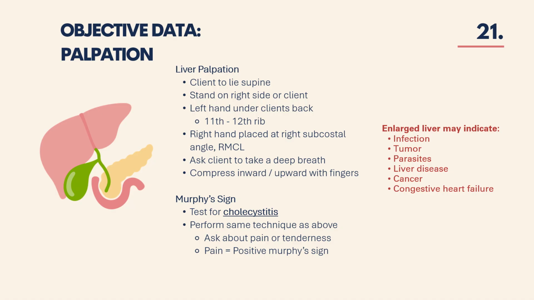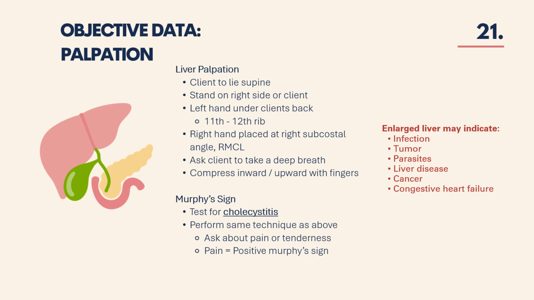Then you have what we call Murphy's sign. This is when we're going to test for cholecystitis. You will do the same technique as you did for a liver palpation, and you'll ask if they have any pain or tenderness. If they have pain or tenderness, that is a positive Murphy's sign.